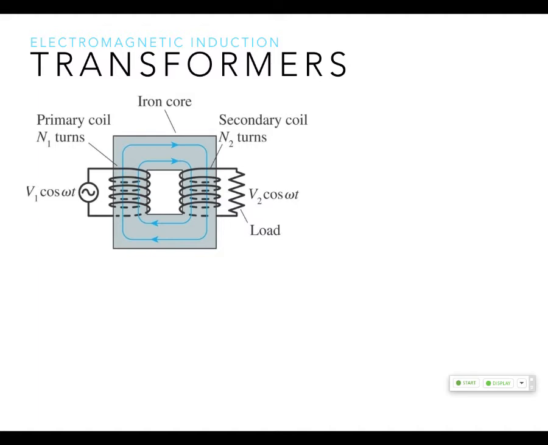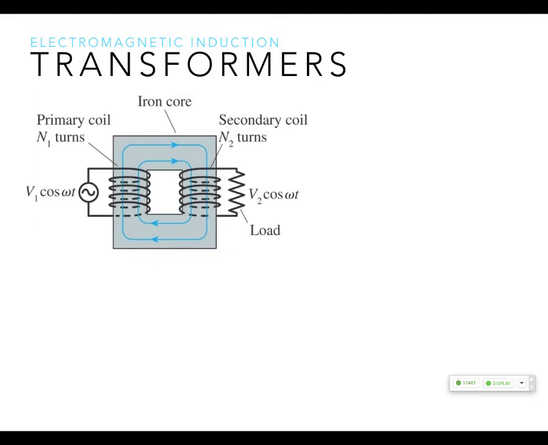So it has to be changing. Why? To have a current. Yeah, you have a time derivative, right? So if your flux is constant, you don't get any induced current, which is not very useful, okay? So here we have our primary coil. It's powered by something, okay?